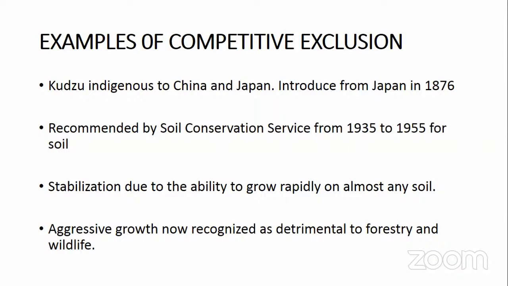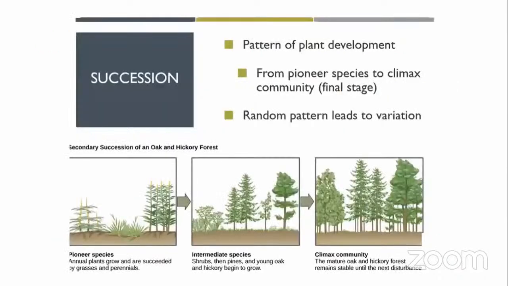So initially, as you can see, it was recommended by soil conservation. The purpose was good. They brought it from Japan, and they planted it for soil conservation. But finally, it was found to be very aggressive. It grows very aggressively, and it is now recognized as detrimental to forestry and wildlife. Okay, so here is another example.